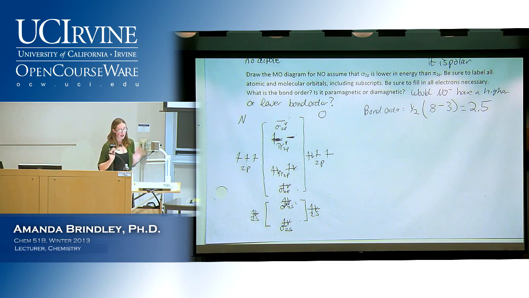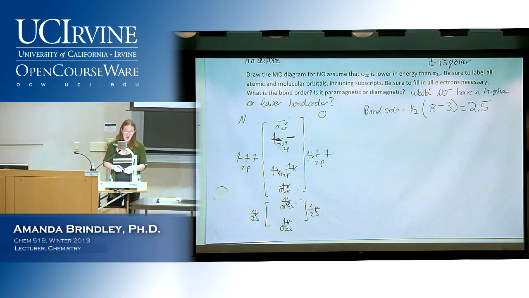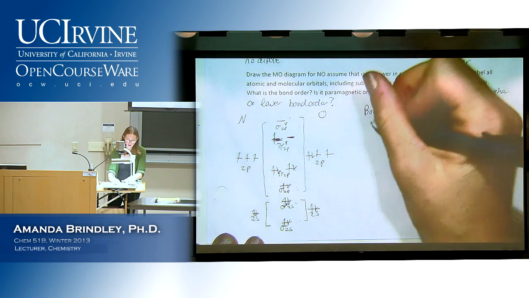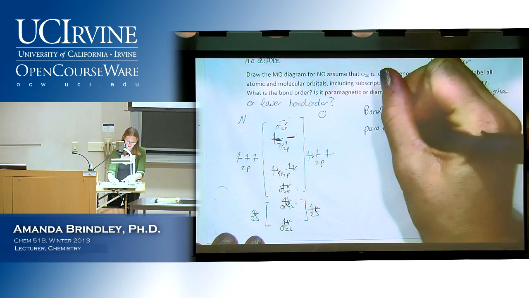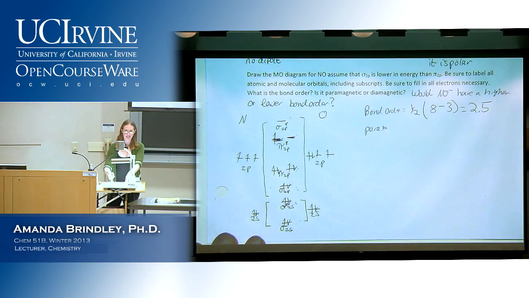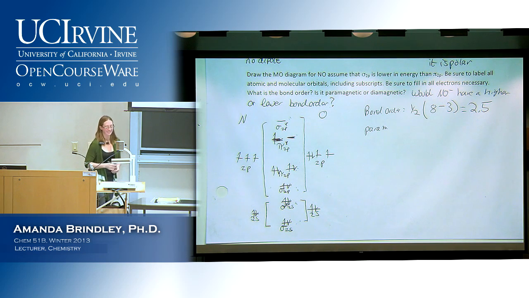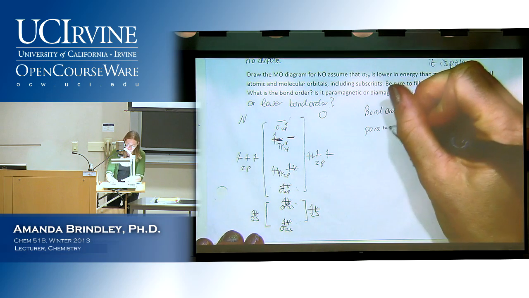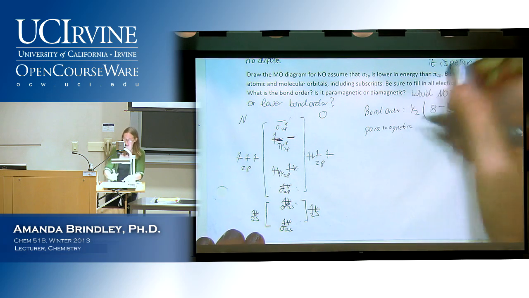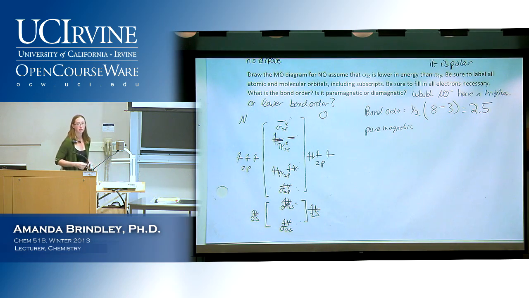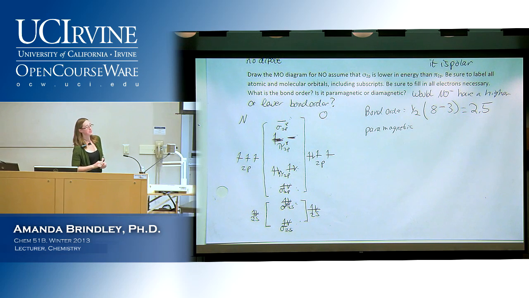Okay. So that, oh no, that doesn't cover everything. So is this paramagnetic or diamagnetic? Para. Why? Careful how you say that. It has unpaired electrons, right? Has unpaired electrons. So paramagnetic is unpaired electrons.